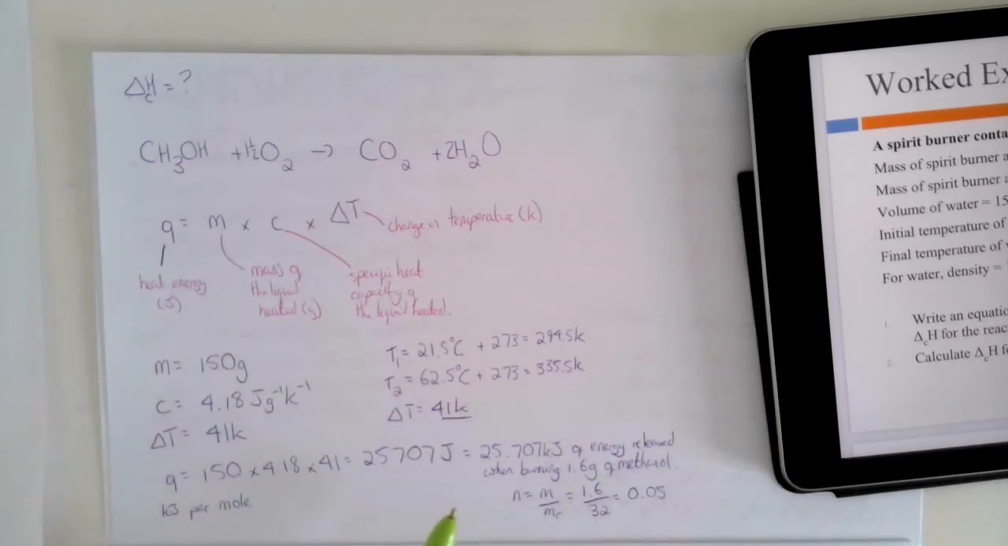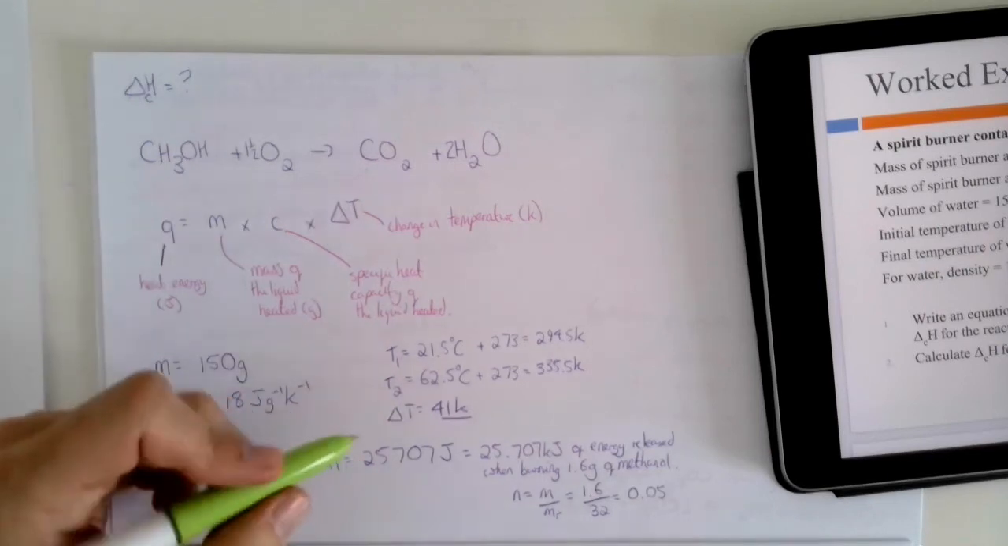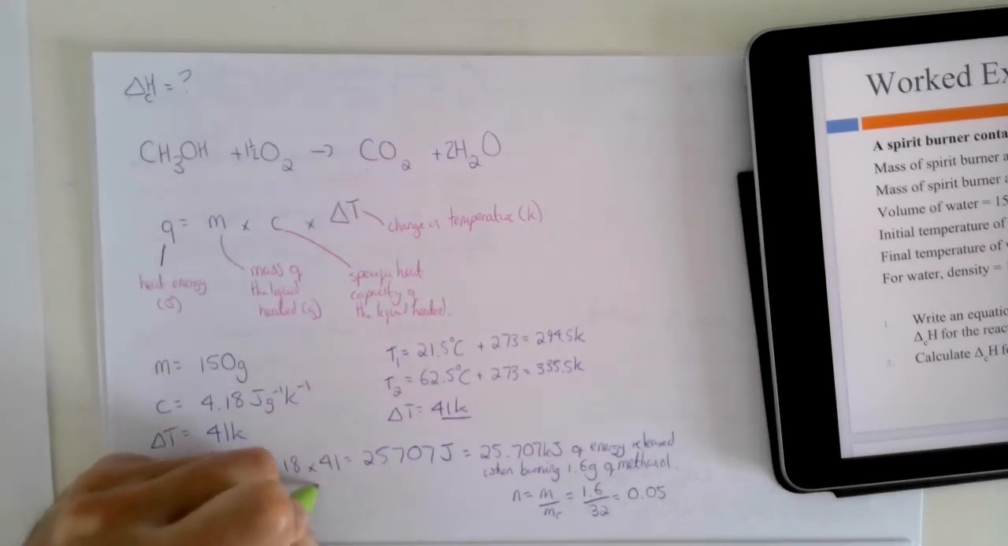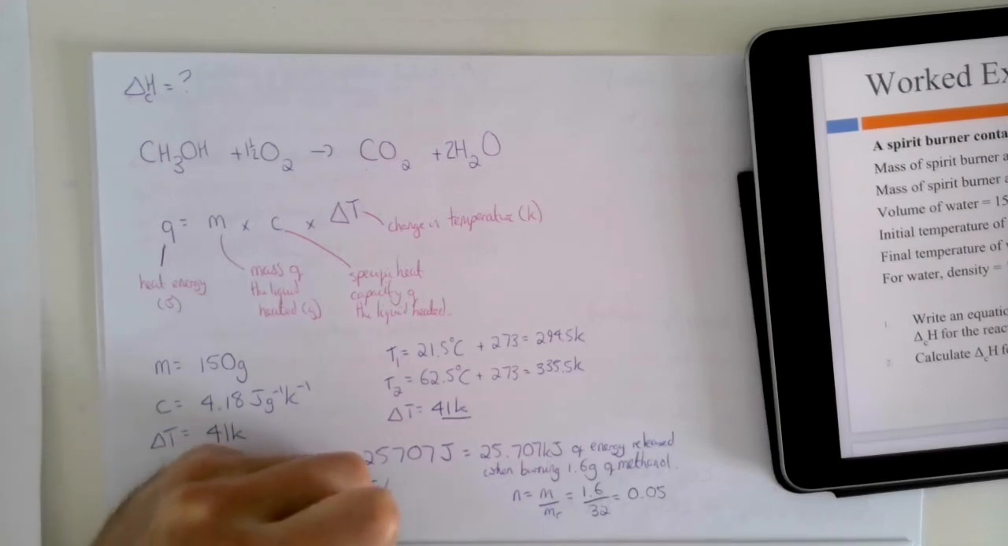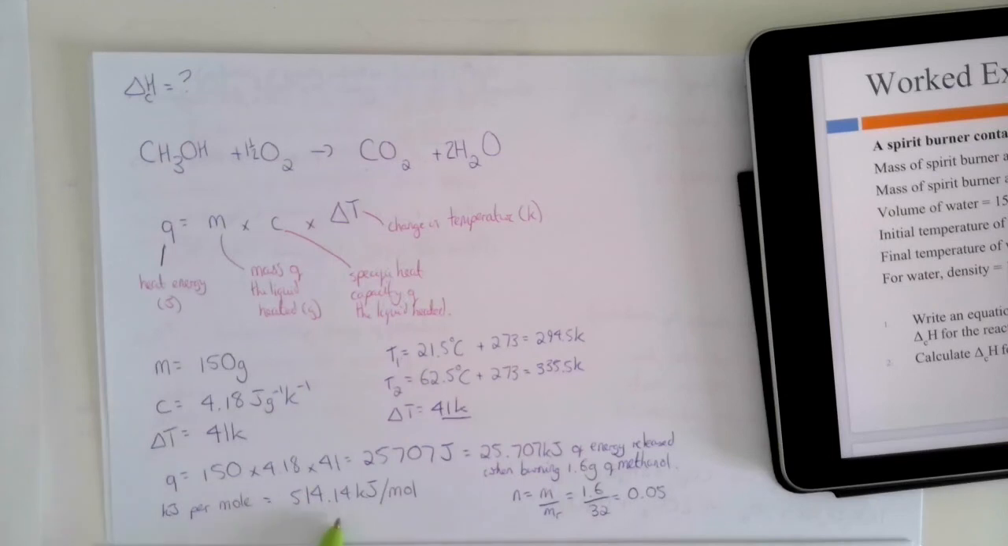So now I know that 25.707 kilojoules of energy is released per that many moles. If I do that number divided by that one, I'll get it in kilojoules per mole. So 25.707 over 0.05 gives you 514.14 kilojoules per mole. So for every mole of fuel that's burnt, that's how much energy gets released.